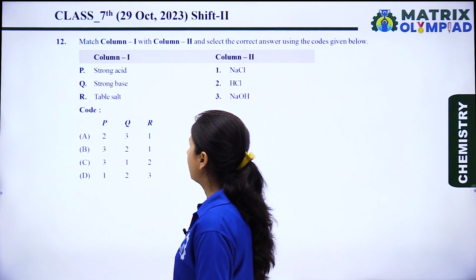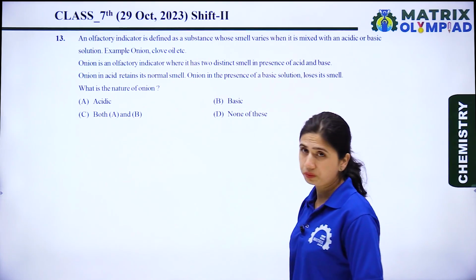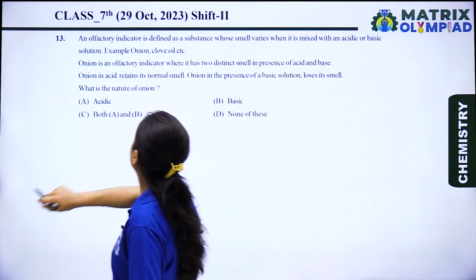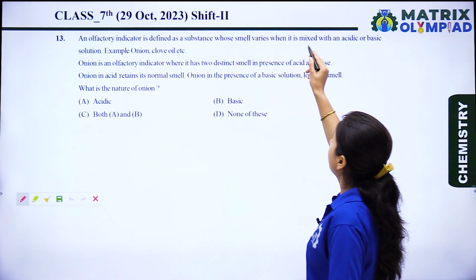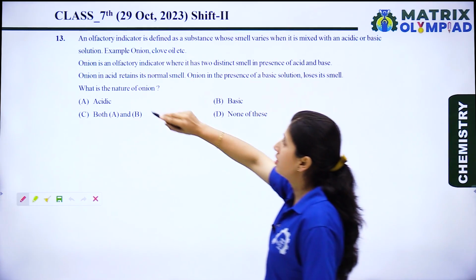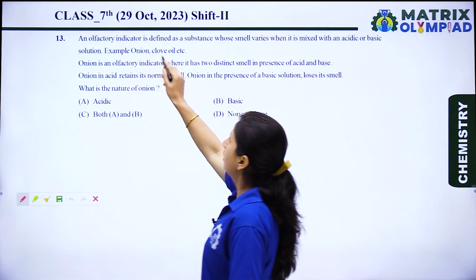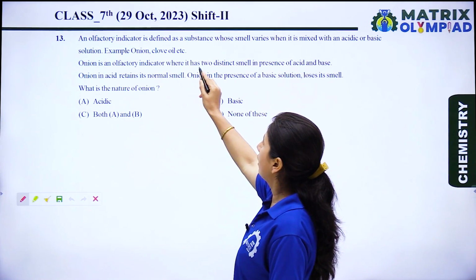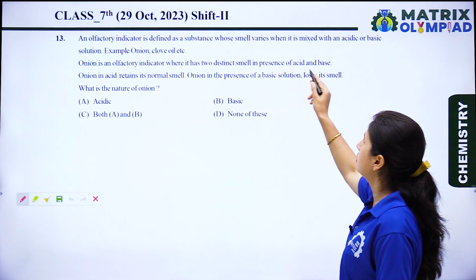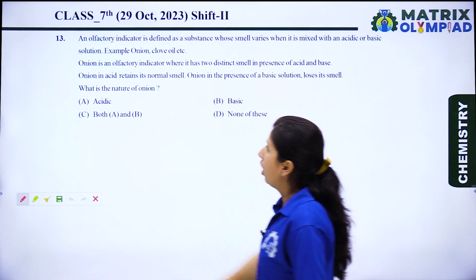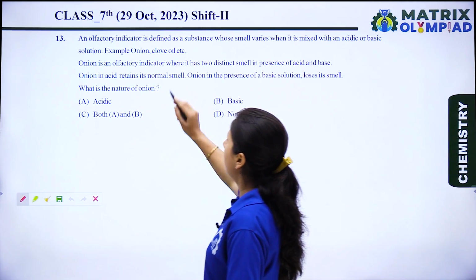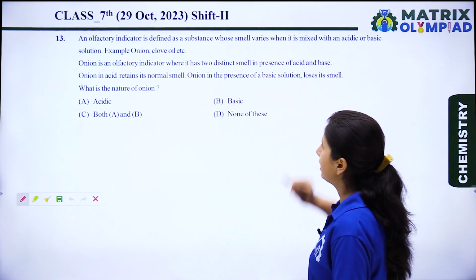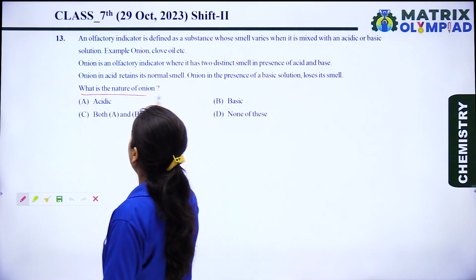Now let's see the next question. The question is, an olfactory indicator is defined as a substance whose smell varies when it is mixed with an acidic or basic solution. Example, onion, clove oil, etc. Onion is an olfactory indicator where it has two distinct smells in presence of acid and base. Onion in acid retains its normal smell, and onion in the presence of a basic solution loses its smell. What is the nature of onion?